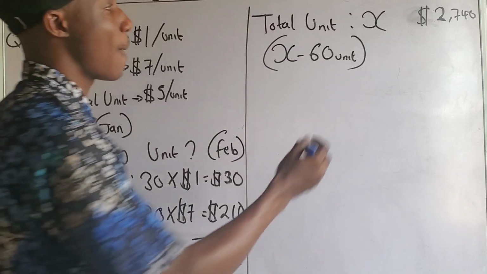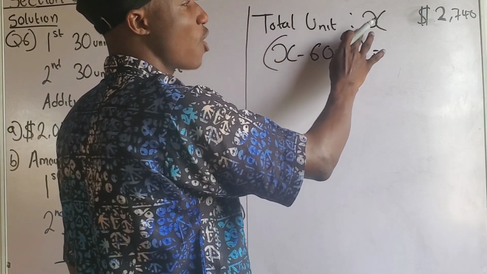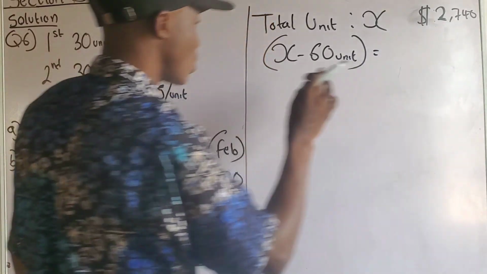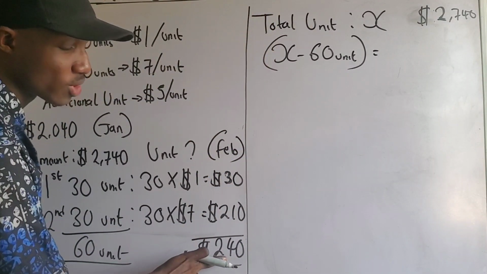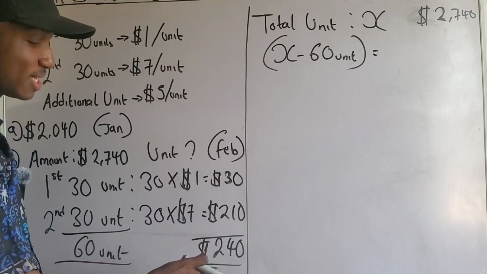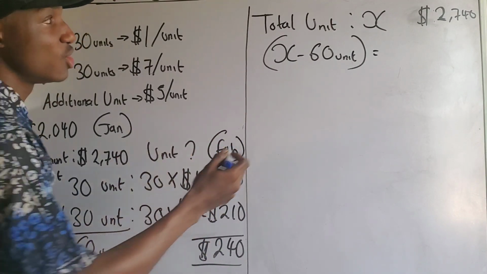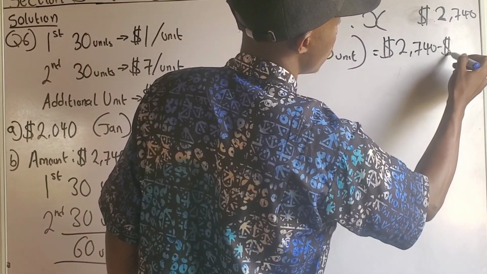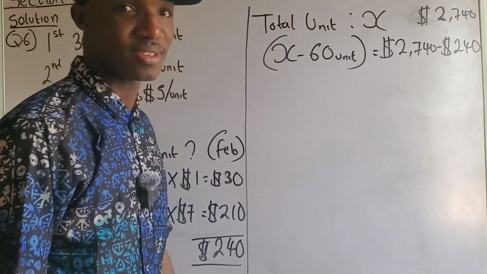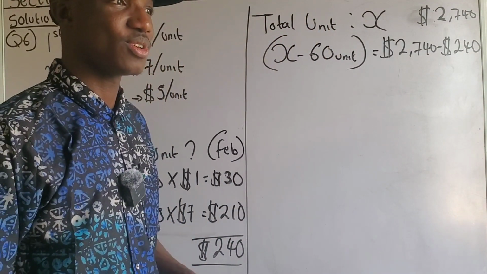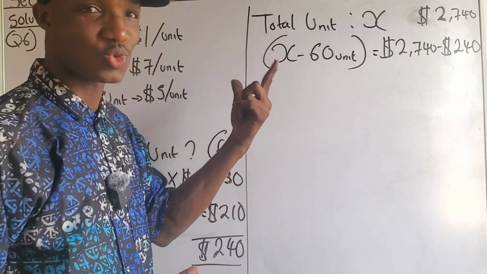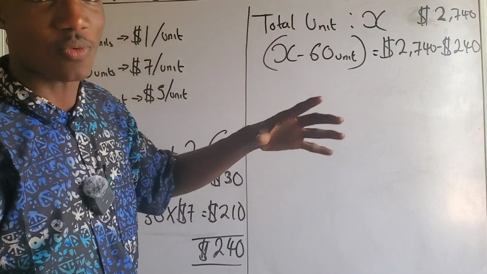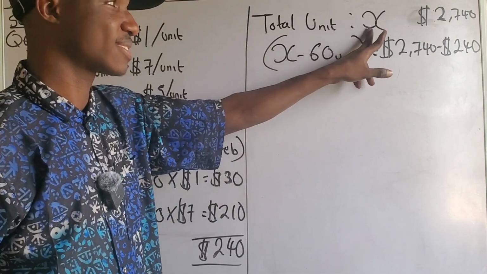Is that not it? Now, if the cost of X unit is $2,740 and the cost of 60 units is $240, that means that the cost of the remaining unit will be $2,740 minus $240. Do you understand? See, this thing is simple. If you want to get it right, pay attention to the question itself. Are you getting it? The first step is that represent the total unit of electricity that Amaka consumed in the month of February as X.